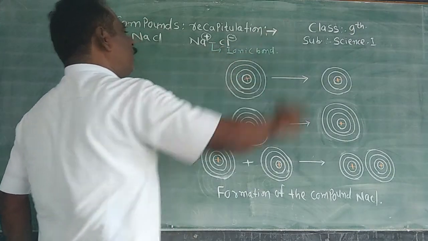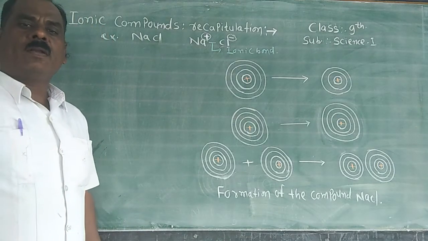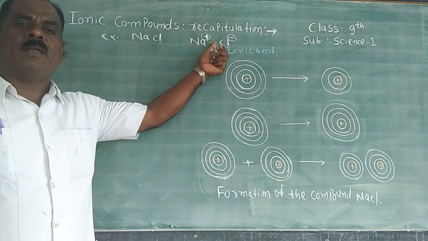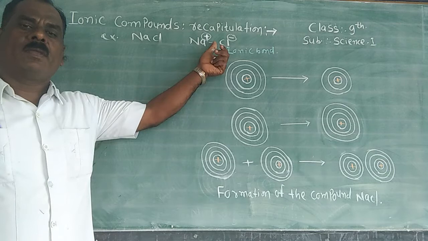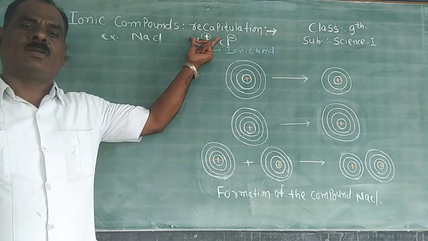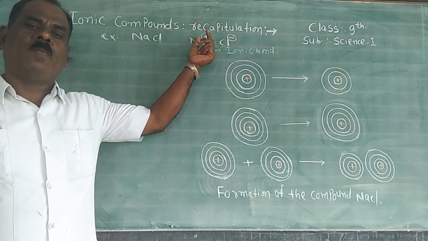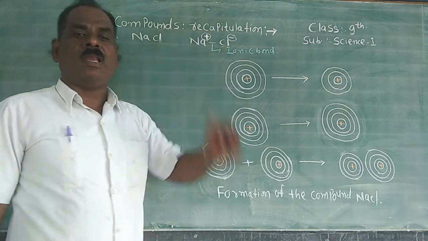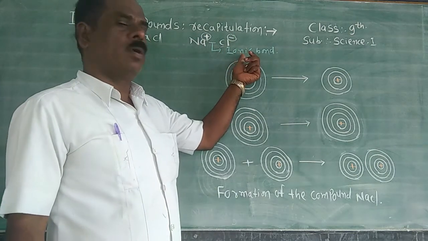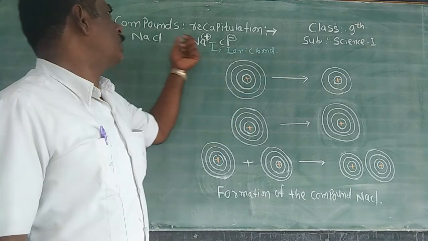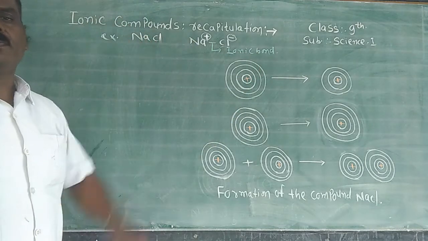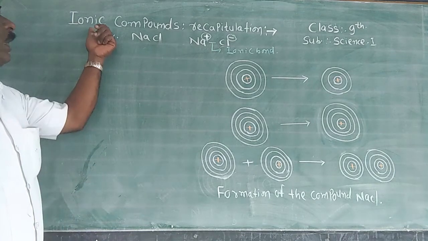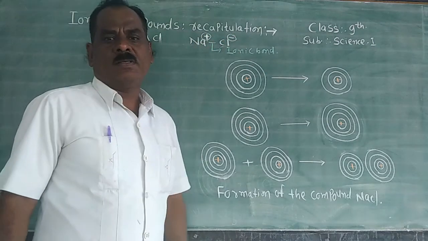How to define the ionic bond? Whenever a chemical bond is formed between two atoms by the electrostatic force of attraction, or by losing and gaining electrons, such a bond is called an ionic bond, and the compound is called an ionic compound. Today I will discuss in detail the ionic compound recapitulation.